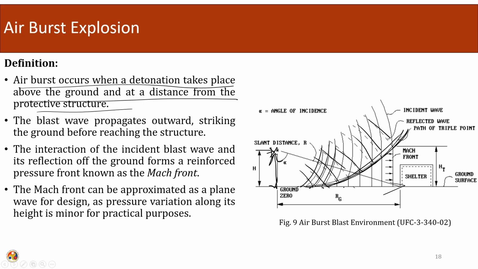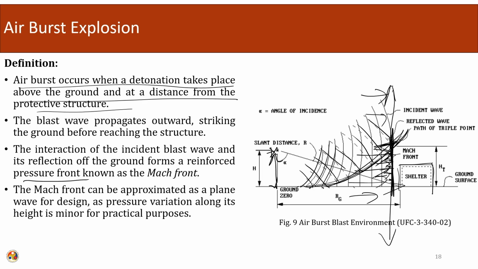So the interaction of the incident blast wave and its reflection off the ground forms a reinforced pressure front known as the Mach front. There will be an augmentation of the pressure, and this will form what is known as a Mach front. The Mach front can be approximated as a plane wave for design, as the pressure variation along its height is minor for practical purposes. So it will act as a plane wave, and this will hit the structure.